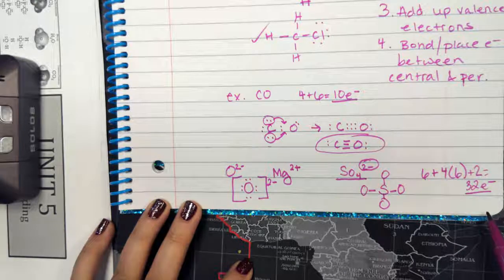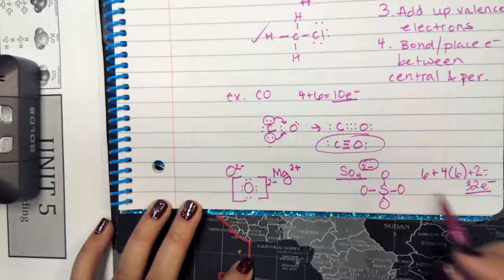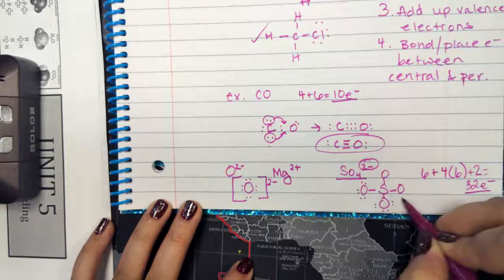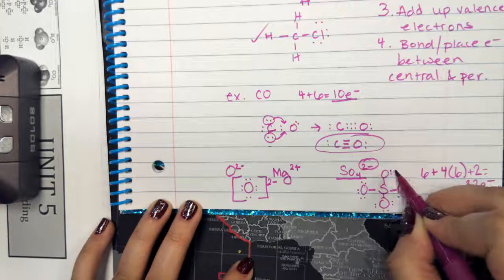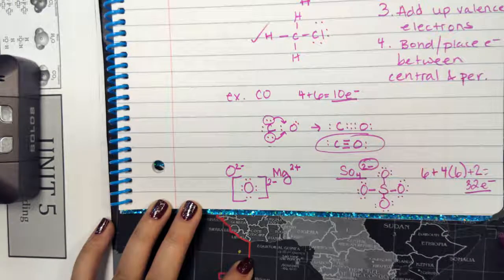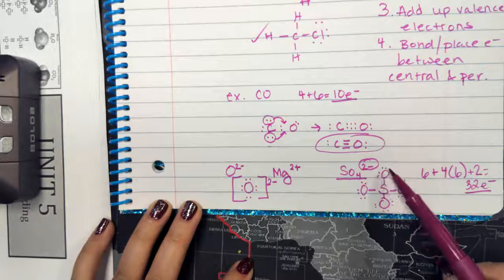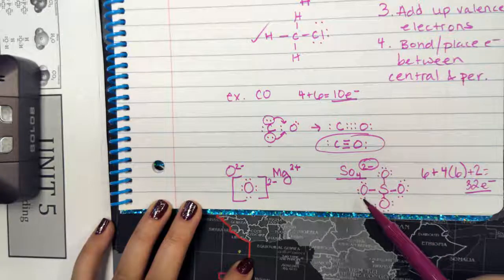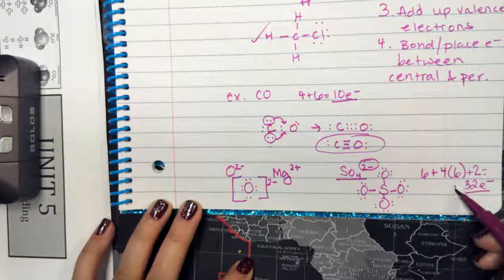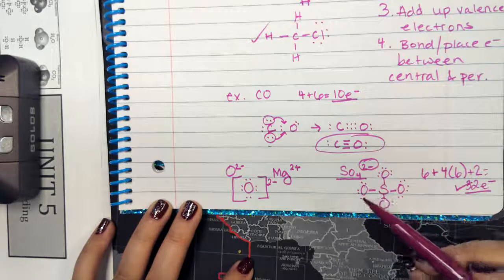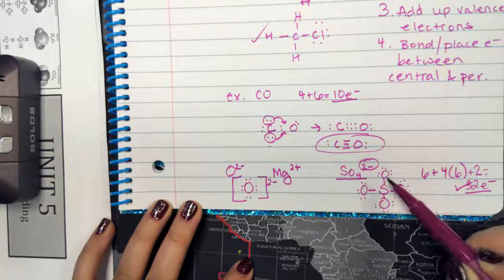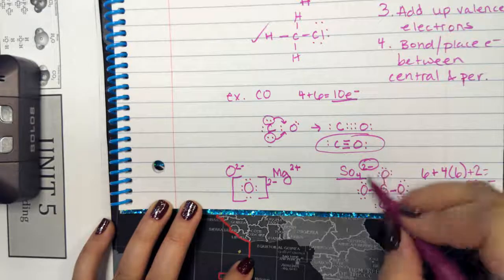So now I have a total of 24 that still need to be placed in my Lewis dot structure. So 2, 4, 6, 8, 10, 12, 14, 16, 18, 20, 22, 24. So now I check to see if I have my 32. 2, 4, 6, 8, 10, 12, 14, 16, 18, 20, 22, 24, 26, 28, 30, 32. So I've met this requirement here, and now I have to see if all of them have 8. Everybody has 8, so that means I'm done.